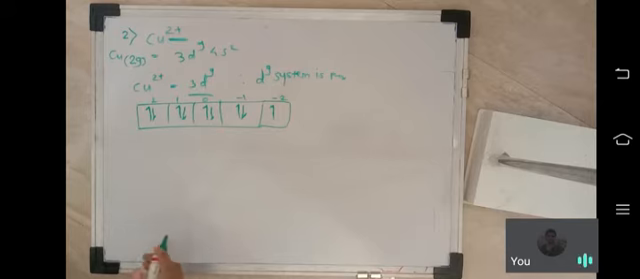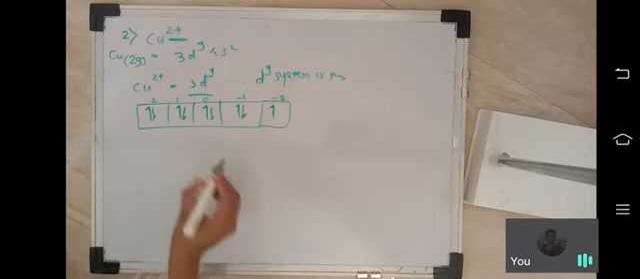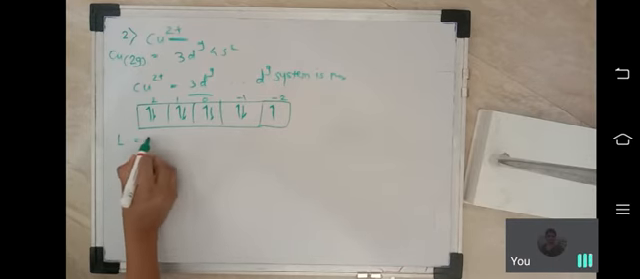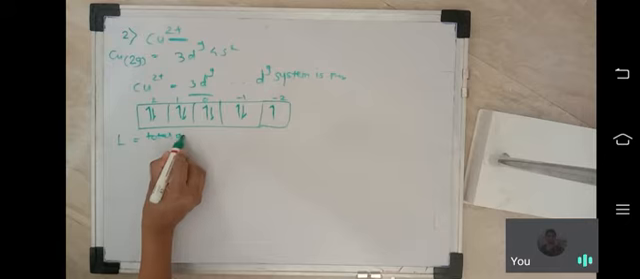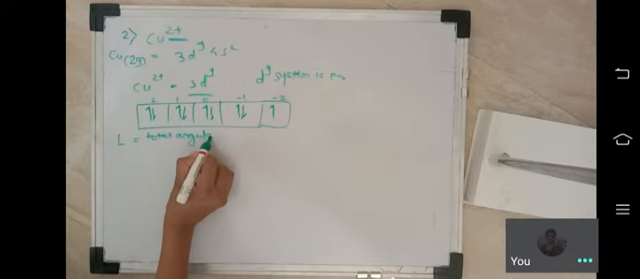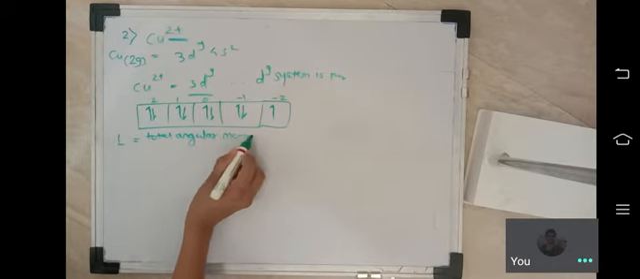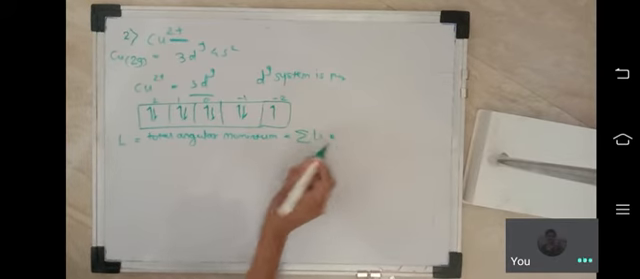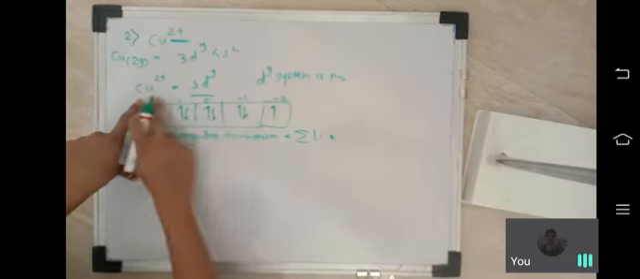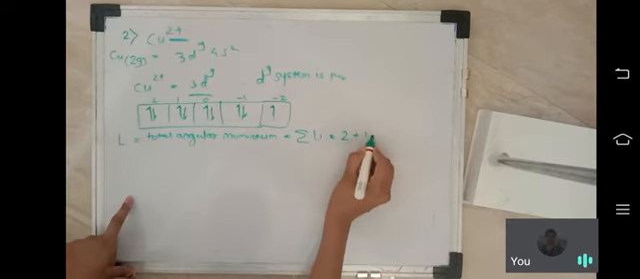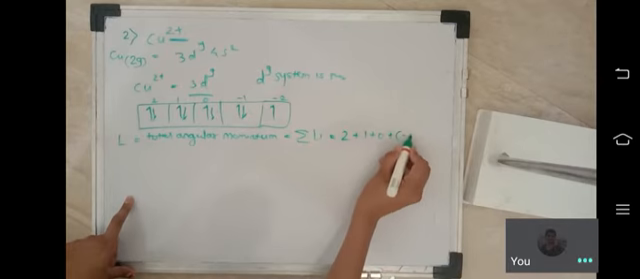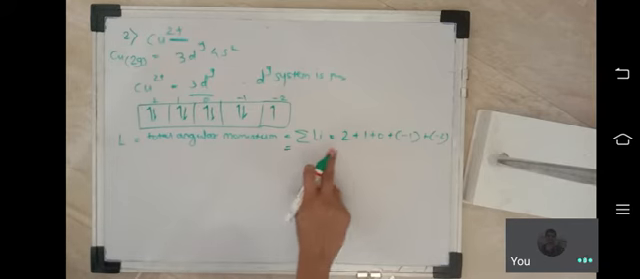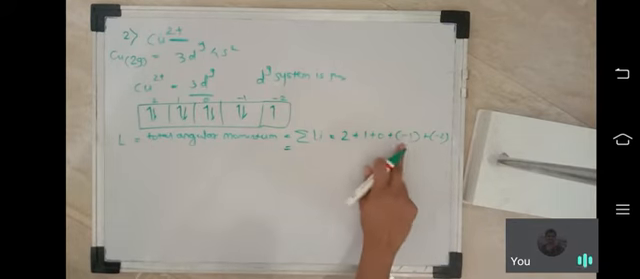Now we find the values of L and S. First you have to find the value of L. L means total angular momentum, so you write the summation of li. You have to add these numbers: 2 plus 1 plus 0 plus -1 plus -2. Here 2 plus 1 is 3, and then -1 and -2 cancel it.